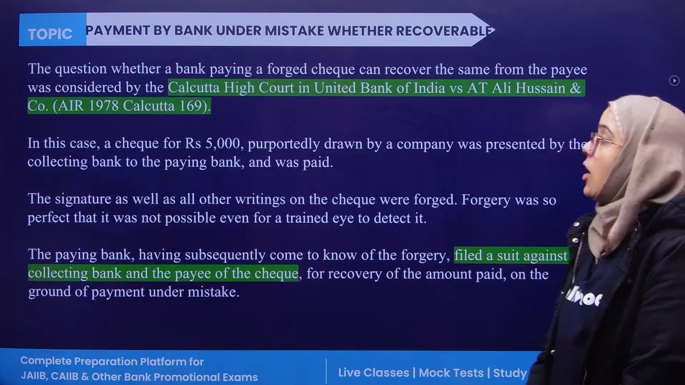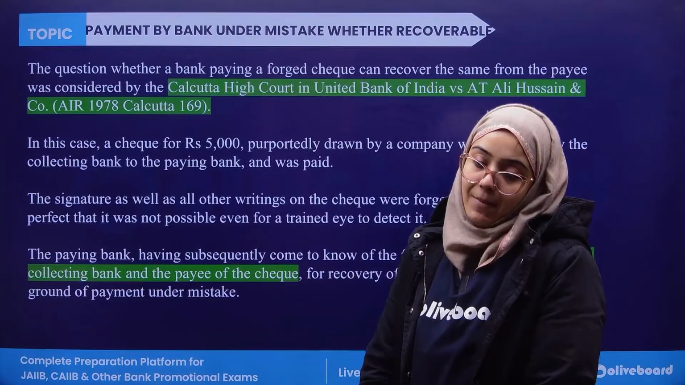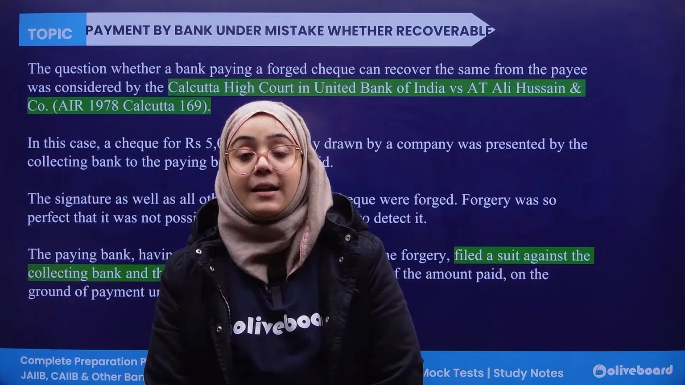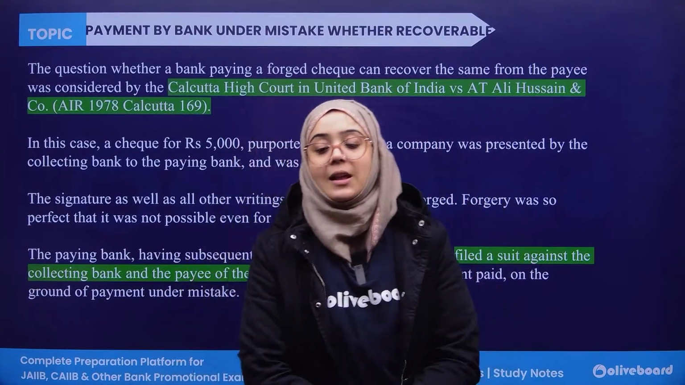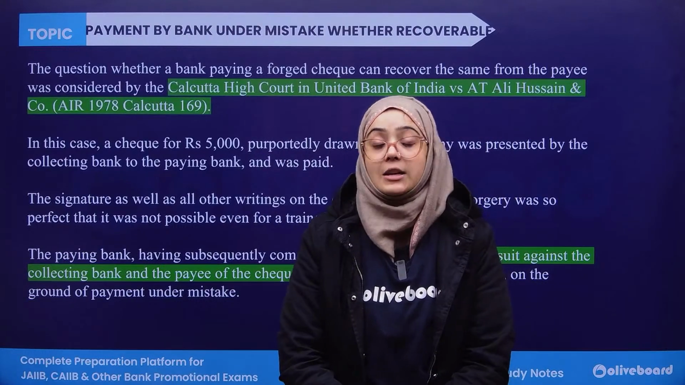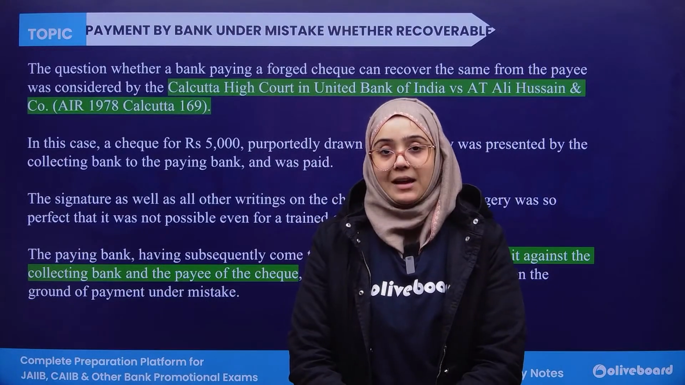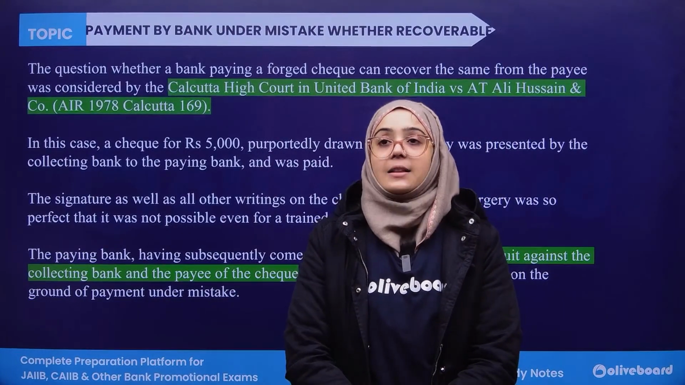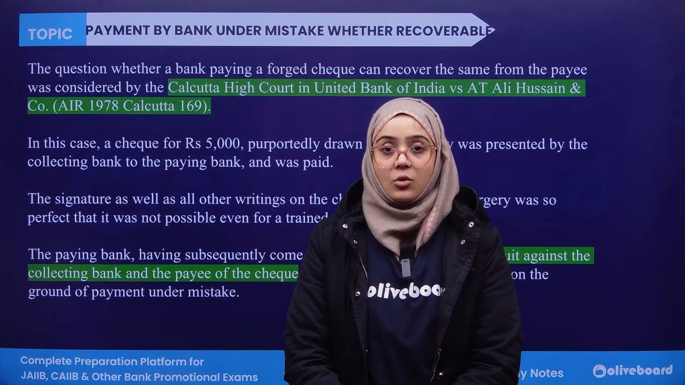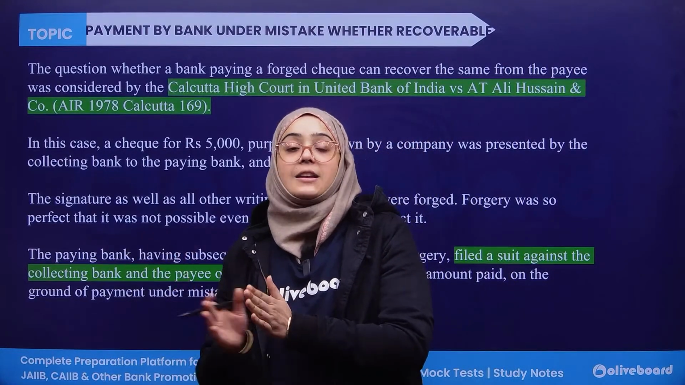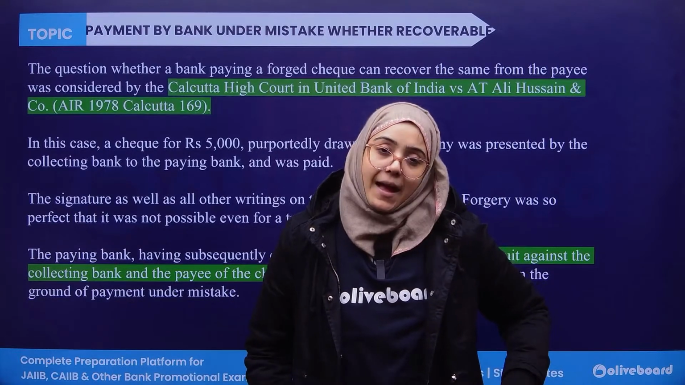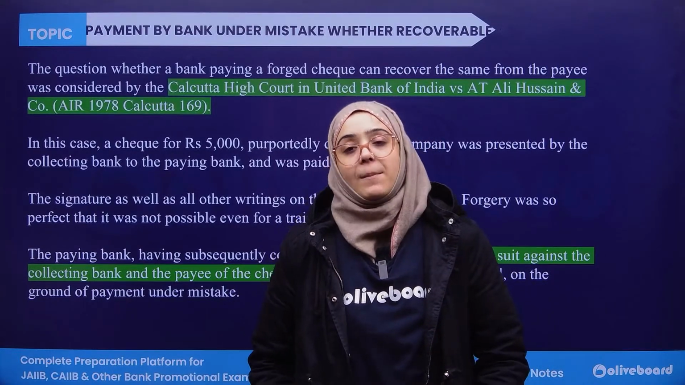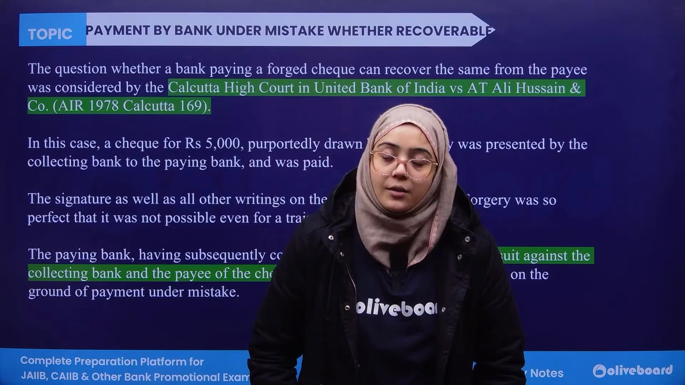Next, if a payment is made by a bank under a mistake, what happens? I'm just giving you a short idea of the case. There was a bank, and the bank has made payment. The collecting bank presented this check to a paying bank, and the paying bank made payment to the holder of the check.